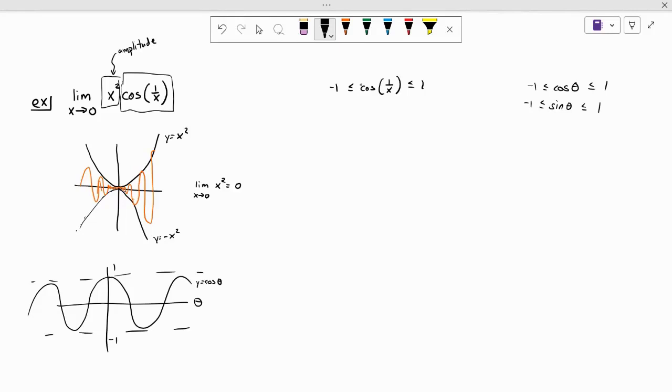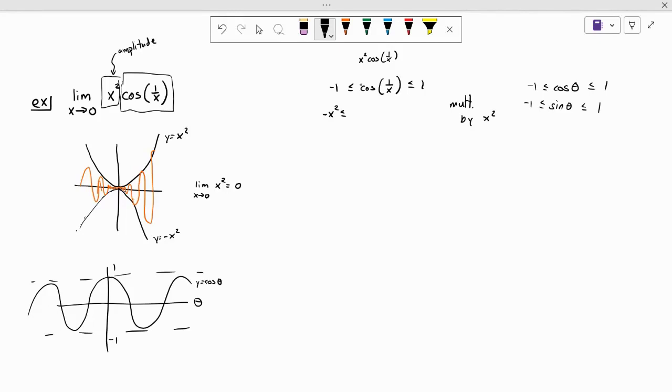And what we want to do is find our function squeezed between two other functions. So what can we do in order to get x squared times cosine? Well, we can just multiply everything by x squared, which is not negative, so we don't have to change the inequality. So just multiply all sides, all pieces of this inequality, by x squared.